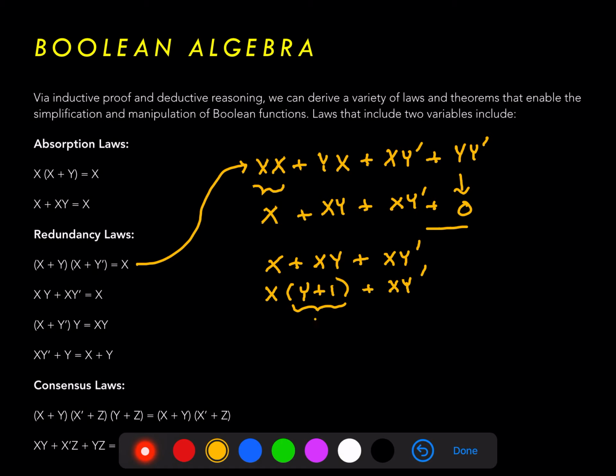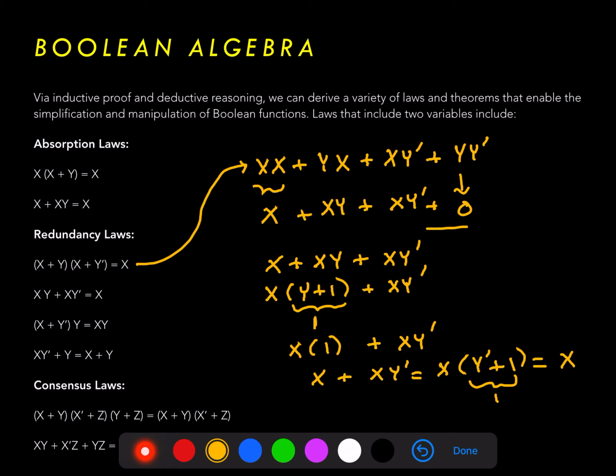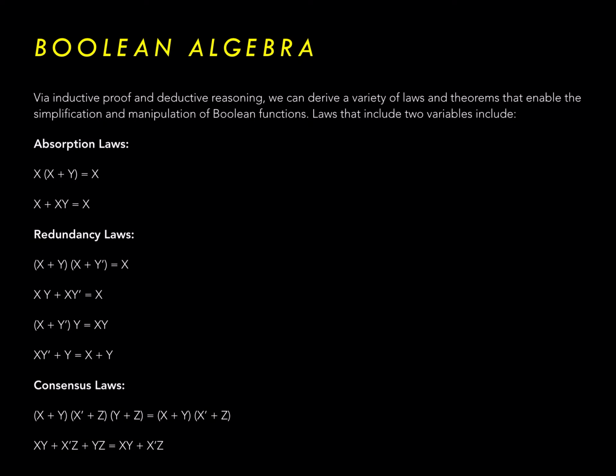Any variable ORed with 1 is simply equal to 1, which gives us x and 1. Any variable ANDed with 1 simply gives that variable back. And finally, we can distribute the x out again. Any variable ORed with 1 will simply give a 1, which ultimately leads us to x. So any of these laws shown on this slide we can either prove through perfect induction or through the deductive reasoning that we just illustrated with one of the redundancy laws.